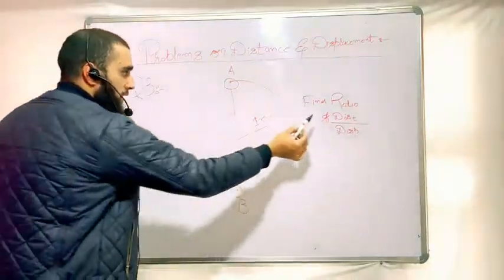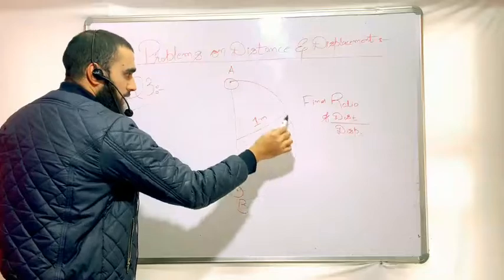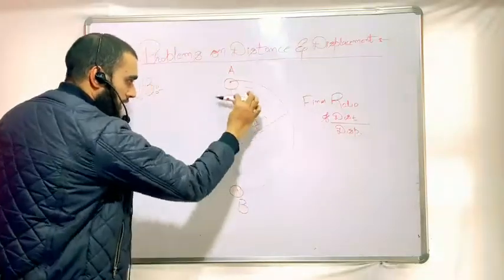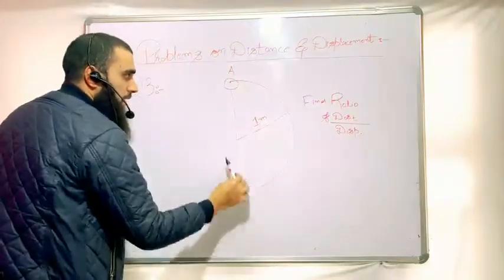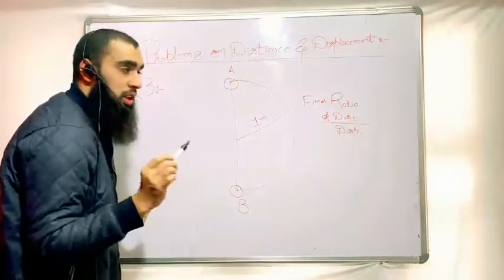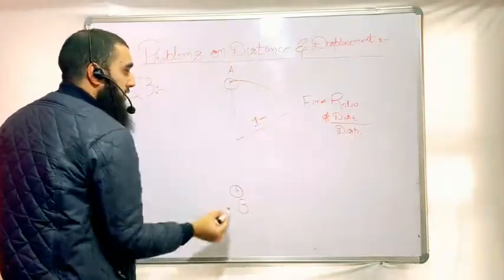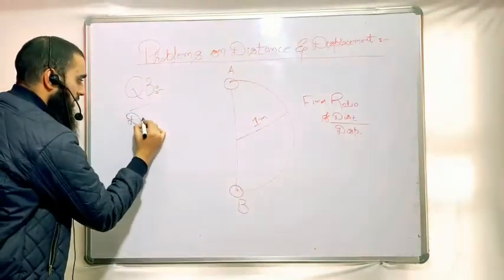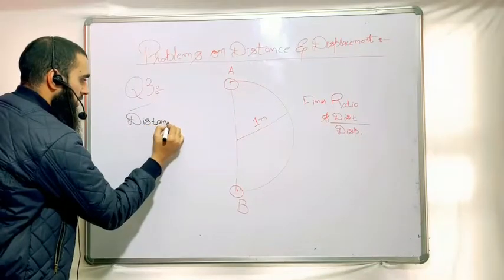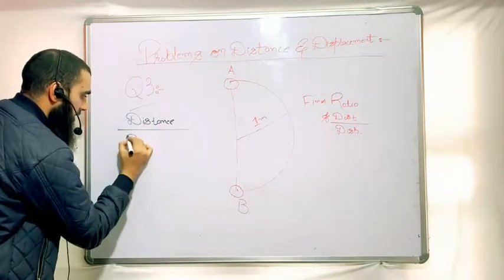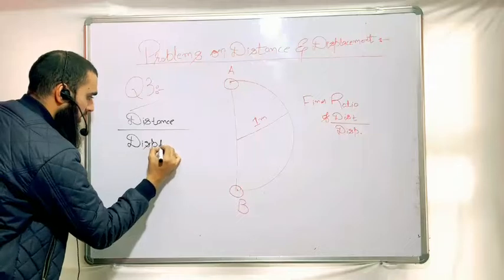As we all know, the distance will be the actual path traveled, and the displacement will be the shortest path. Displacement will be AB and the distance will be the arc AB. So we need to calculate the distance and displacement.